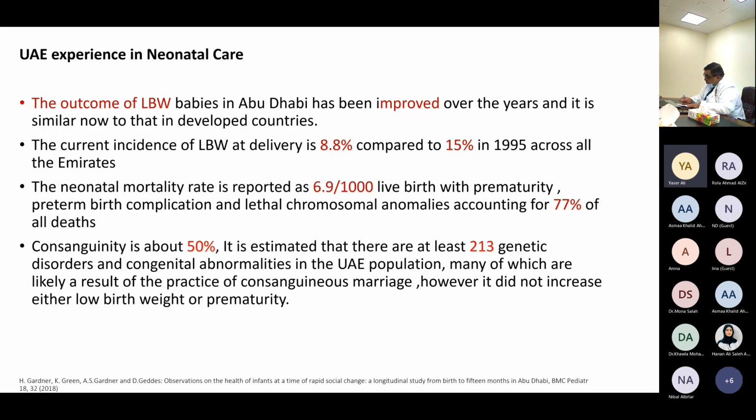Consanguinity is about 50%. It is estimated that there are at least 213 genetic disorders and congenital abnormalities in the UAE population, many of which are likely a result of the practice of consanguineous marriage. However, it did not increase either low birth weight or prematurity and admission to NICU.